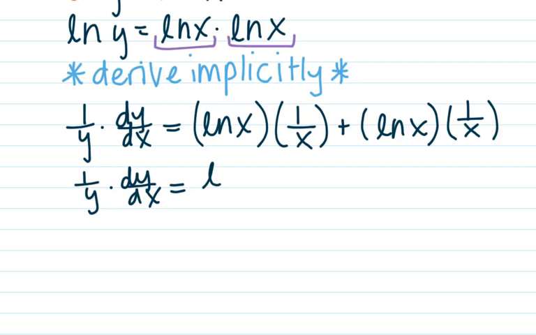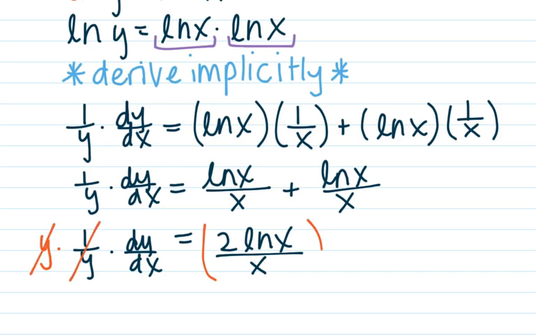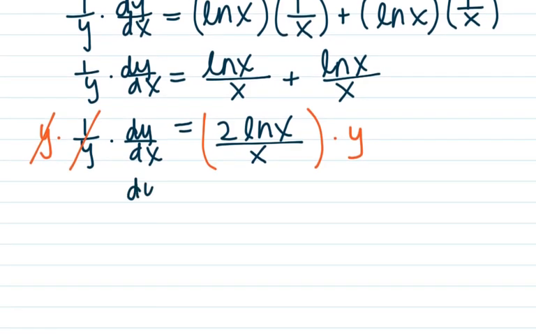Okay, so we can basically write this as a giant fraction, ln x over x plus ln x over x, which is very convenient because since they have the same denominator, we can combine them. So ln x plus ln x we'll simply write as 2 ln x over x. Okay, and that's equal to dy dx, and I now get to do that very fun last step of multiplying by y on both sides, and then actually substituting in what y is equal to.